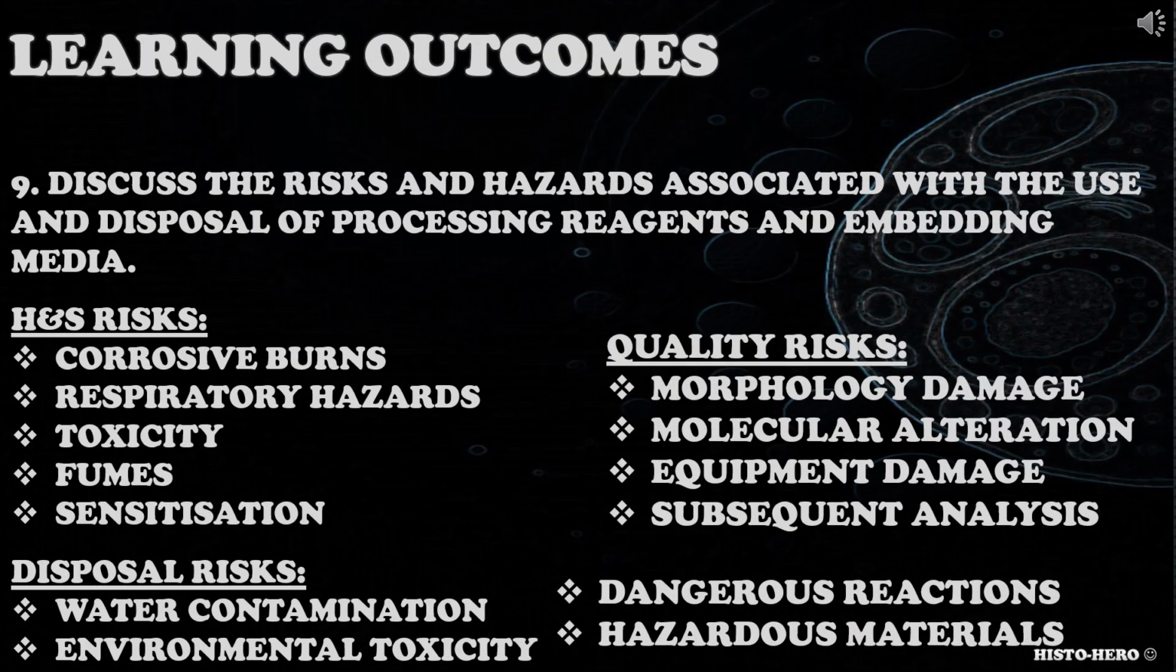The ninth learning outcome is for the candidate to discuss the risks and hazards associated with the use and disposal of processing reagents and embedding media. What are the health and safety risks and hazards associated with reagents used during processing and embedding? Are there any safer alternatives that could be used? How would you minimize health risks and hazards? How would you dispose of processing and embedding reagents and why?